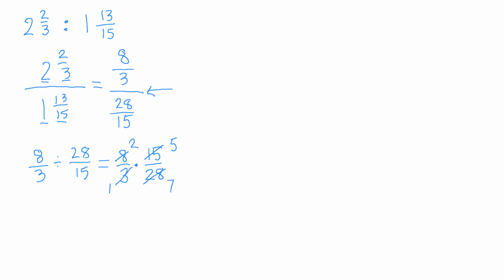So I'm going to clean up just a little bit and I get 2 over 1 times 5 over 7, or 10/7. This is your final answer. It is improper, so remember, improper fractions as far as rates are concerned stay improper. So 2 2/3 to 1 13/15 is the same as 10/7. Let's do one more just to make sure we're good.